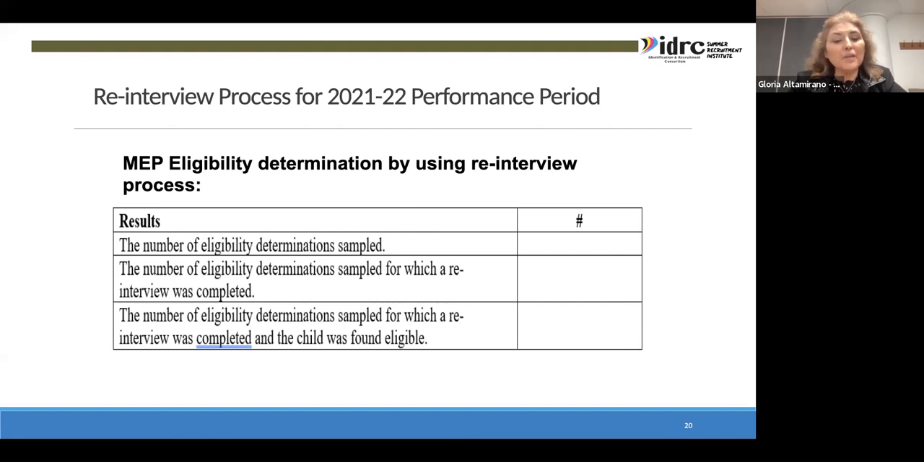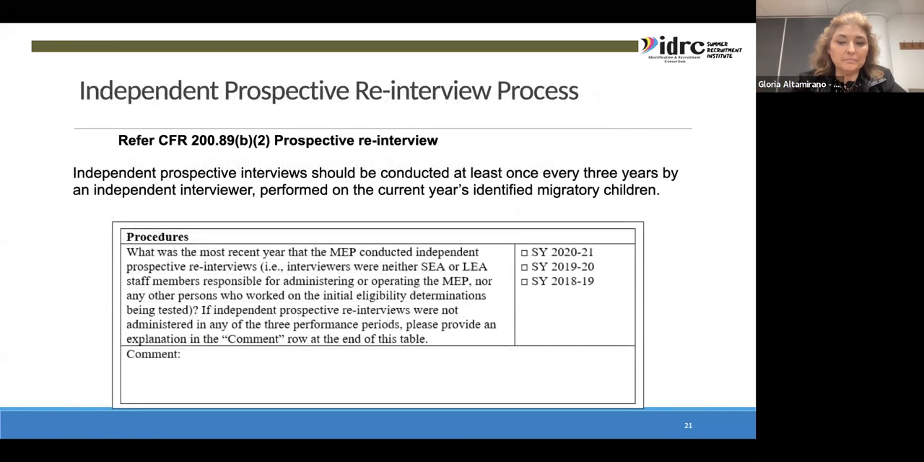And then the number of eligibility determinations sampled for which a re-interview was completed and the child was found eligible. Now, sometimes when a re-interview is done, you may find that a student did not qualify, or you may not have been able to find the family at all. So they want to know the difference in that data. And then, of course, they ask, what was the most recent year that you had your independent prospective re-interview?